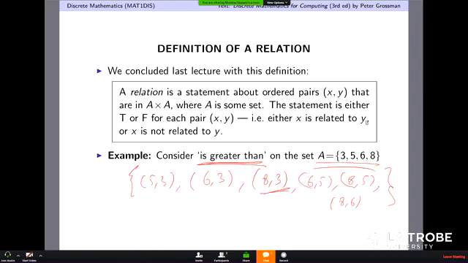So first I fix 3 and look at other numbers, 5, 6, 8. So 5 greater than 3, 6 greater than 3, 8 greater than 3. Then I move on to 5. I fix 5. So 6 is greater than 5, 8 is greater than 5. Then I fix 6, and there is only one possibility that 8 is greater than 6. Okay. So this is the example of relations.